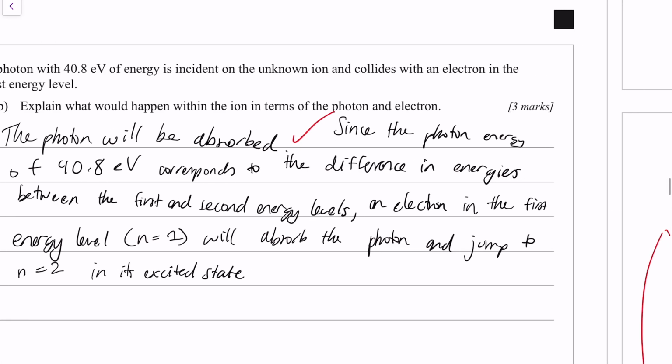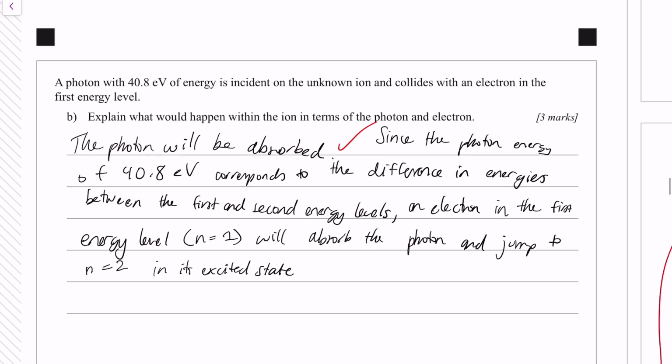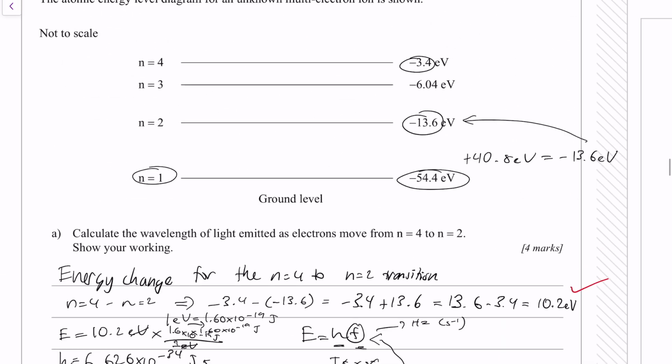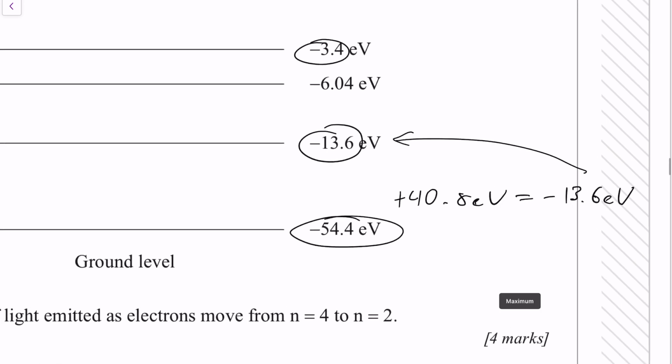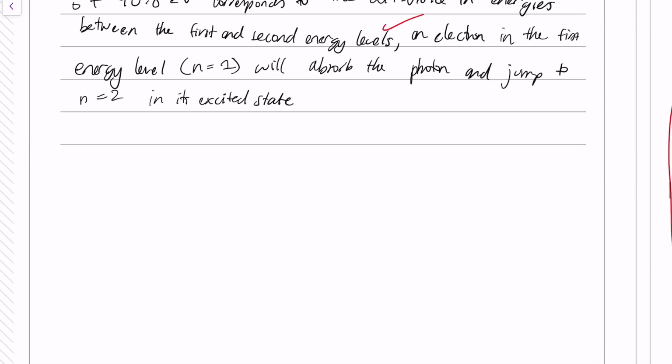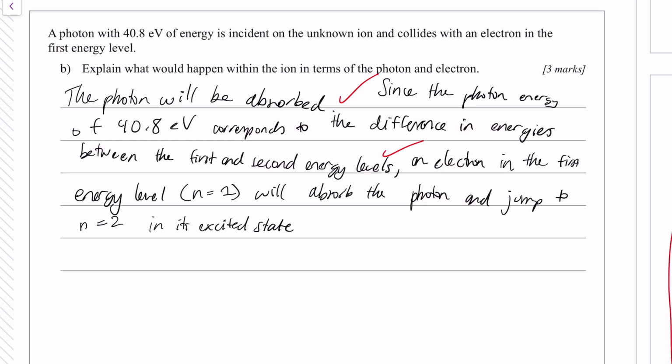Okay, so really that second mark out of the three marks you get here is explaining that 40.8 eV is the difference between the first and second energy levels. So basically what we did here with some simple addition. Okay, and then really that third mark is just saying that an electron will jump from n equals 1 to n equals 2.